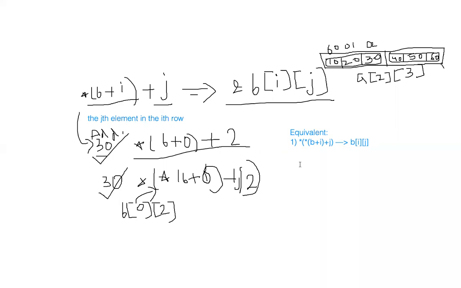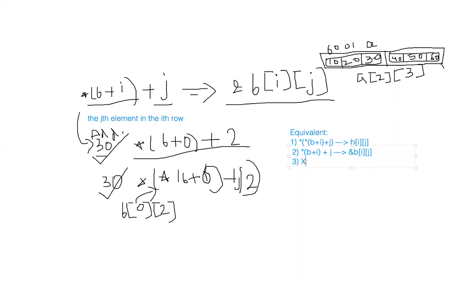The next part, so the next is, if I write star of b plus i plus j, I already told this is equivalent to writing ampersand of b i j. That means I am accessing the address of the jth element in the ith row.